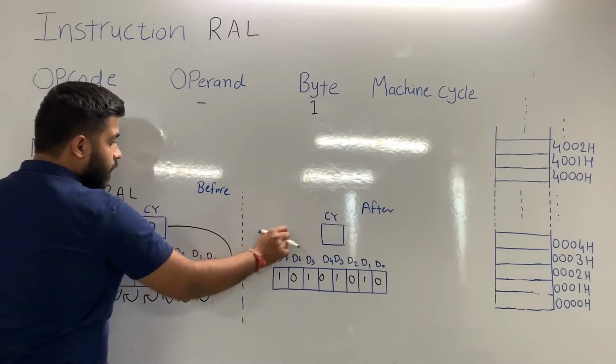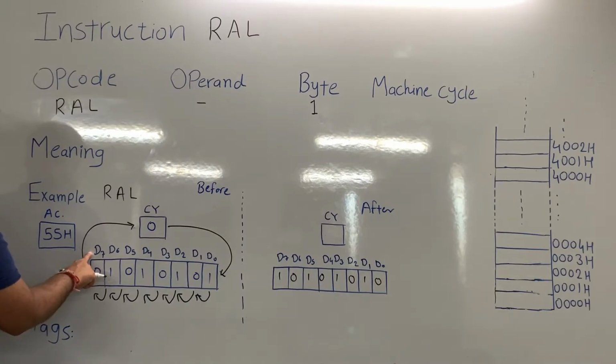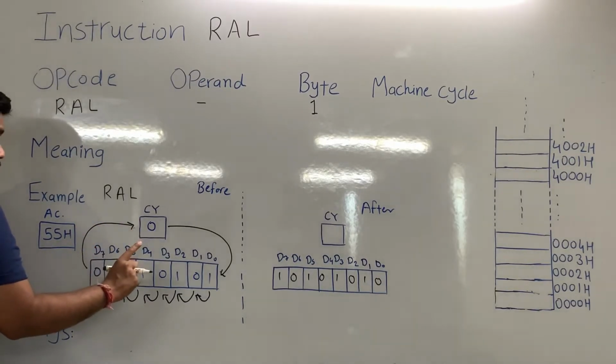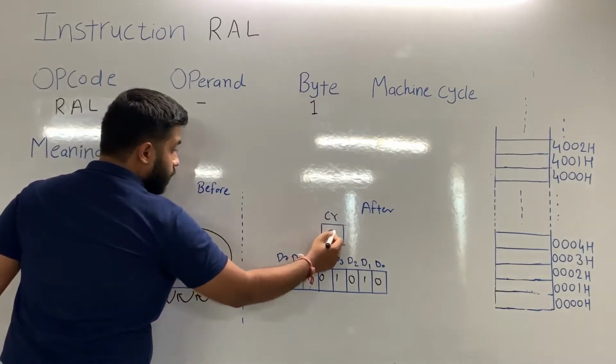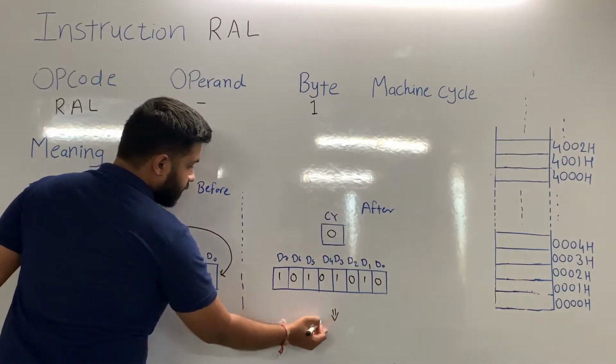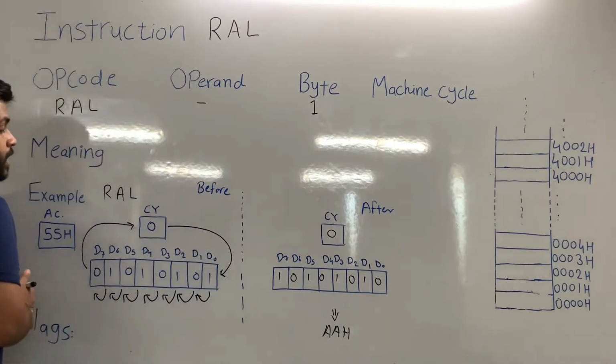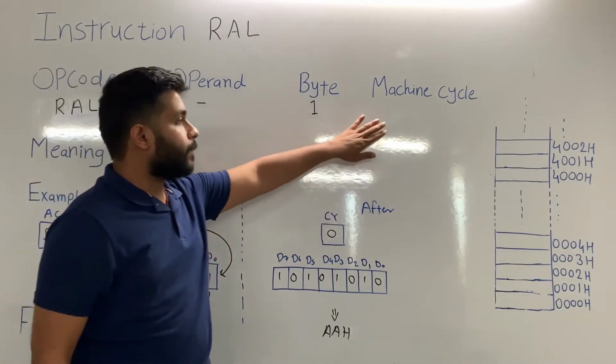Can you tell me what will be the content of carry flag? If you see the value which is present in D7, it is transferred to carry. So in the carry flag, 0 will be present. If you convert this number into hexadecimal, you will get AAH. Now let's see the machine cycle.